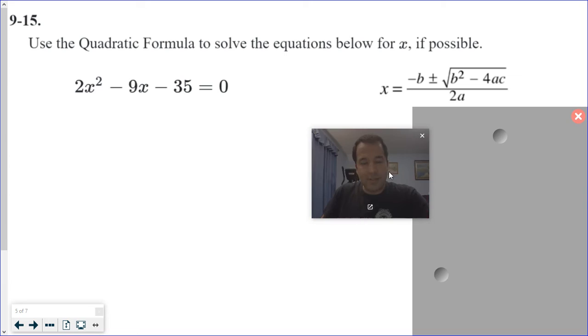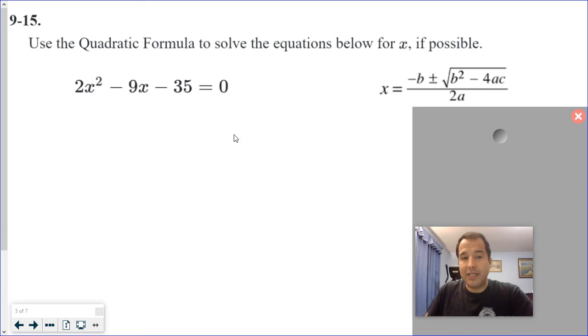Once again, I want you to do the same thing. I want you to go ahead and pause me, please. Try this problem. This is the one I messed up earlier on, so see if you can do it correctly the first time around. Go.